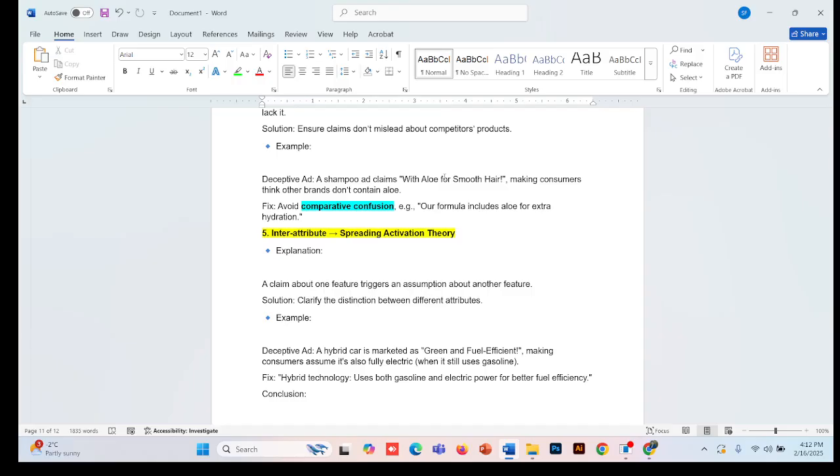A hybrid car is marketed as green and fuel efficient, making consumers assume it is fully electric while it still uses gasoline. So it uses both gasoline and electric power for better efficiency. So the fix is that the brand can use wording like this: hybrid technology uses both gasoline and electric power for better fuel efficiency.